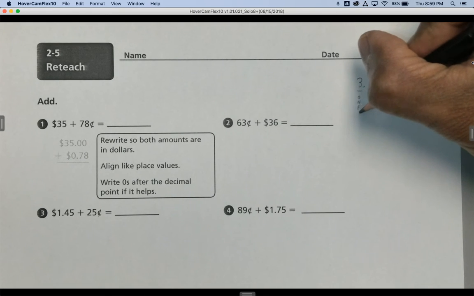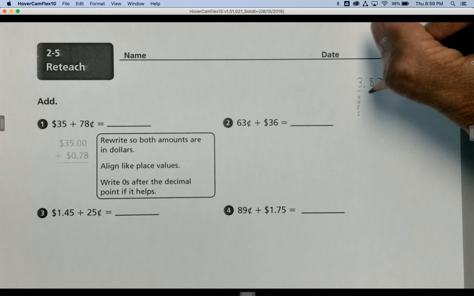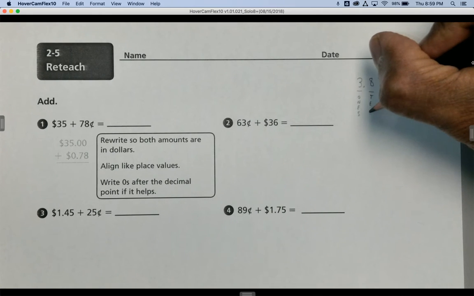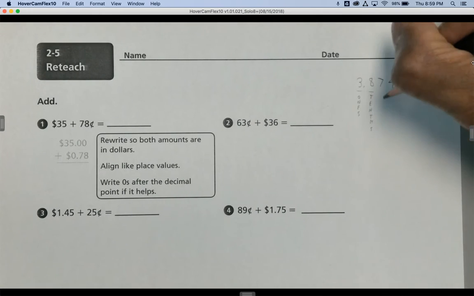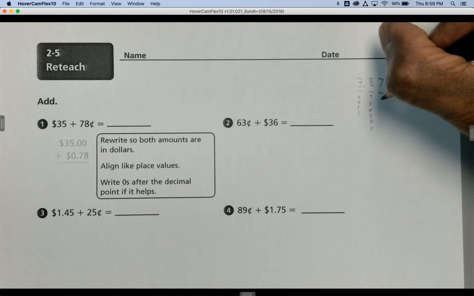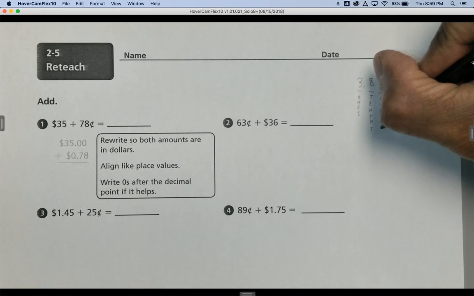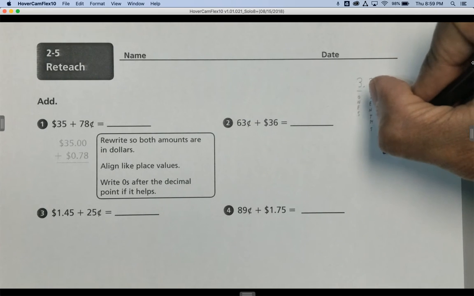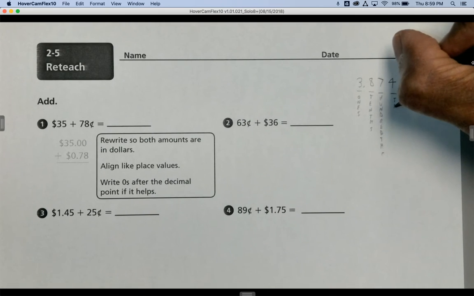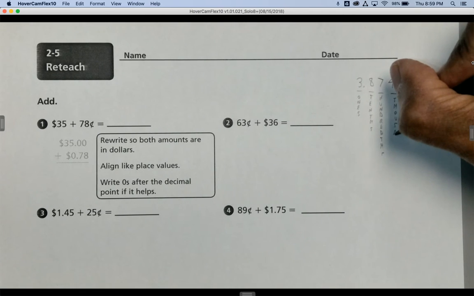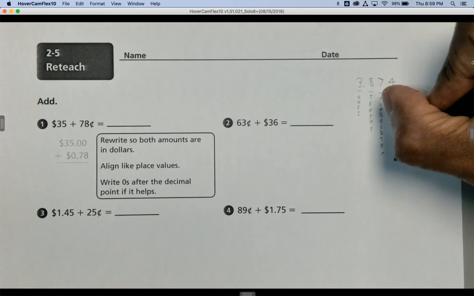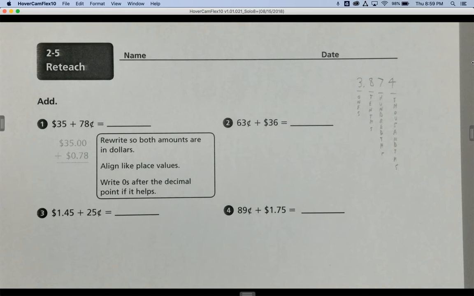Then we have the decimal point. The 8 is sitting in the tenths place. The 7 in the hundredths place. And finally, 4 in the thousandths place. And we read this decimal as 3 and 874 thousandths.